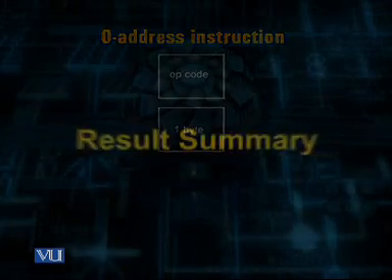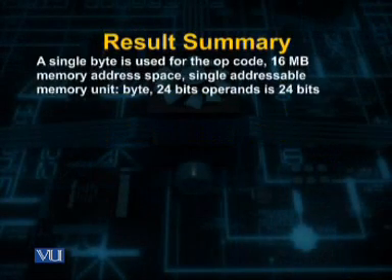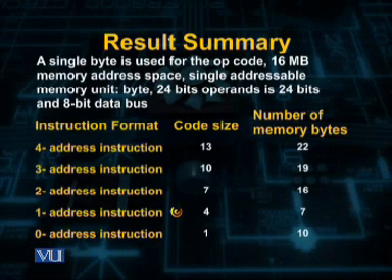So now you can see that this table shows that the 1 address instruction word has the minimum number of memory bytes, and no doubt the code size is 4, whereas in case of the 4 address instruction word, the number of memory bytes required is equal to 22. So this shows that the 1 address instruction requires the minimum number of memory accesses, whereas the 4 address instruction requires the maximum instruction word.